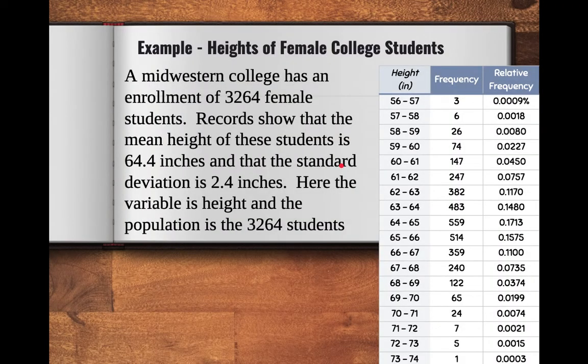So let's put this into practice. Here's a table. This is looking at enrollments of 3,264 female students. If you calculate from this data, you'll get the mean height is 64.4 inches and the standard deviation is 2.4 inches. So here is our frequency distribution and a relative frequency distribution.